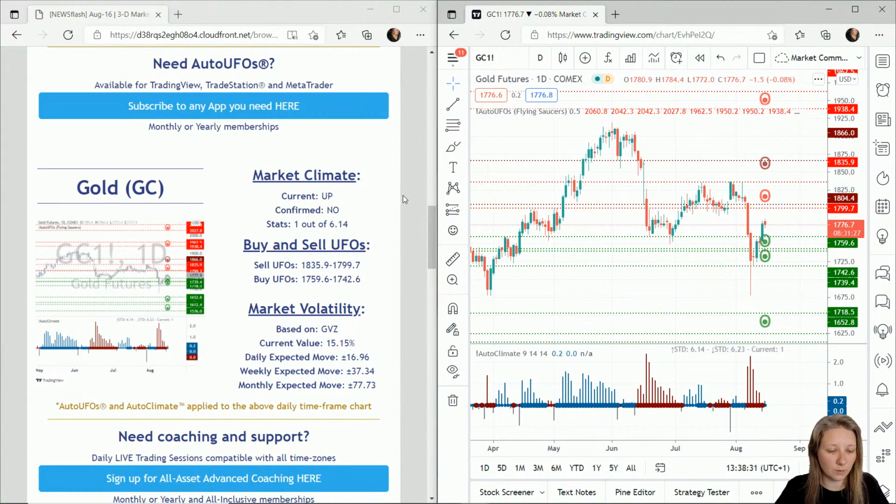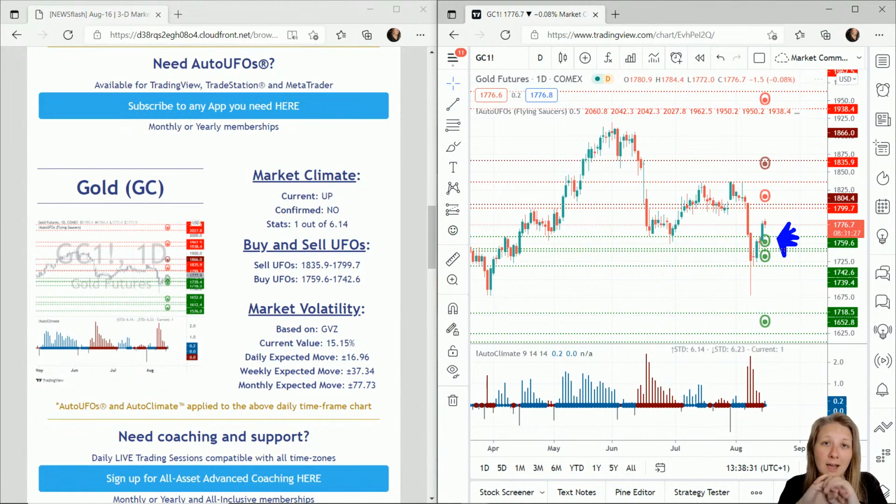So with gold, we have an unconfirmed climate, thin dot there, doesn't matter the color, just tells us unconfirmed, not enough probabilities either way. Now not surprising, because we have sell orders close by at 1835.9 to 1799.7, and we have buy orders close by at 1759.6 to 1742.6. So we've got sellers here and we've got buyers here, and they're kind of fighting with each other. So the climate doesn't know what it's doing. It doesn't know where the probabilities lie.